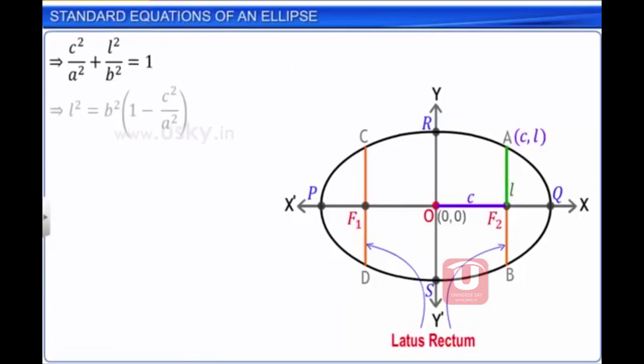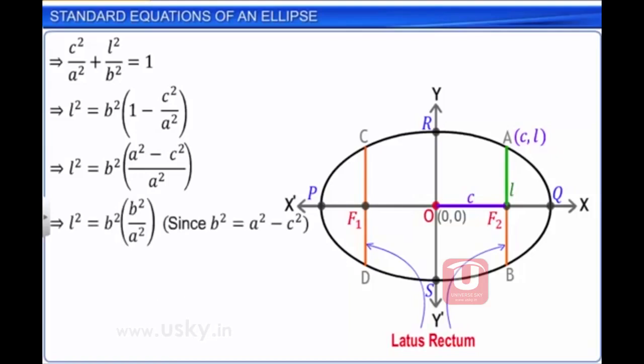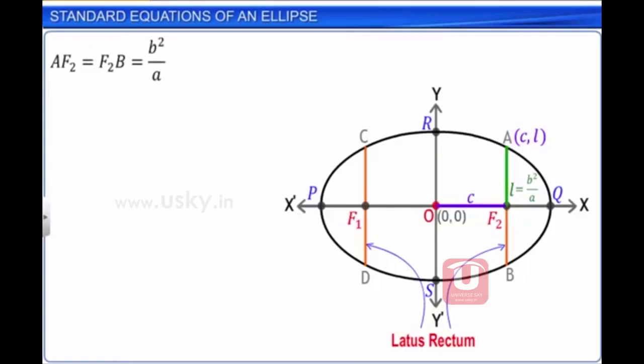Substituting the coordinates of point A in the standard equation of the ellipse and simplifying, we get L is equal to b squared upon a. Since the ellipse is symmetrical about the x-axis, distance AF2 is equal to distance F2B. Hence, the total distance AB is equal to 2b squared upon a. Distance AB is the length of the latus rectum.